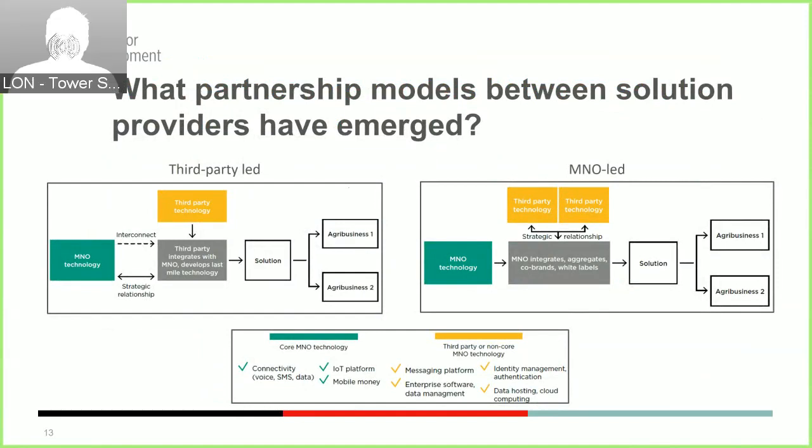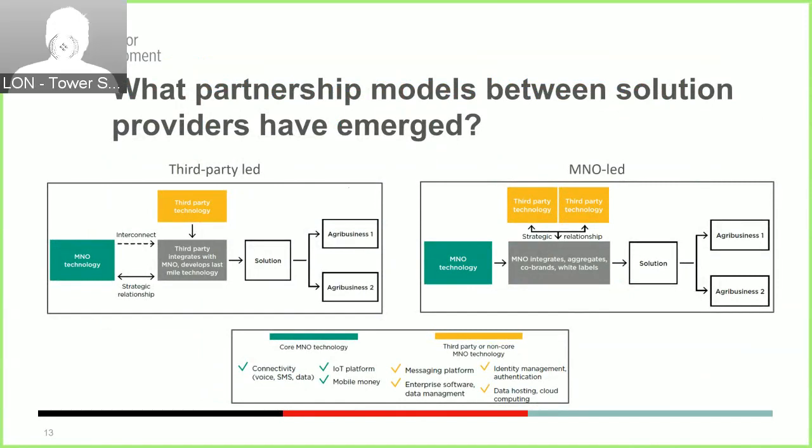On the other hand, a key benefit of the MNO-led model is the potential to aggregate multiple solutions in a suite of services. And that's quite clear. The key potential is that the MNO leverages its scale, brand, and existing enterprise relationships to become a one-stop shop for the enterprise customer.